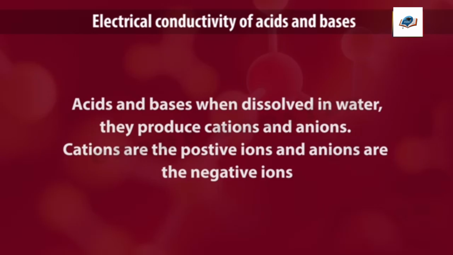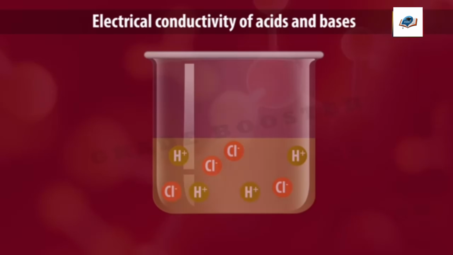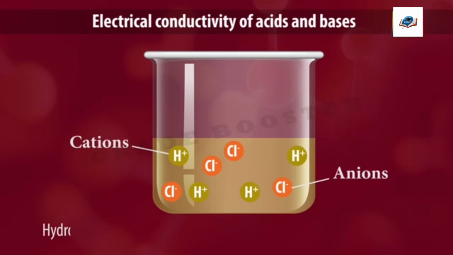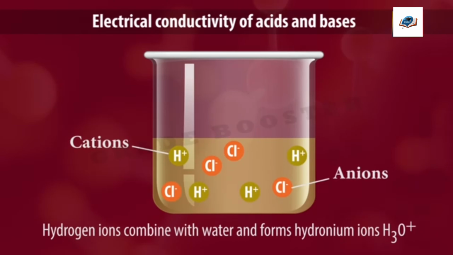Cations are the positive ions and anions are the negative ions. When HCl is dissolved in water, it produces cations as H+ ions and anions as Cl- ions. Anyway, the hydrogen ions cannot exist alone, so they exist in the form of hydronium ions.